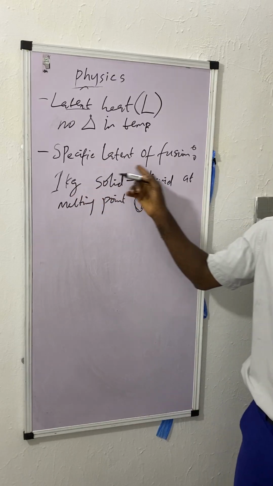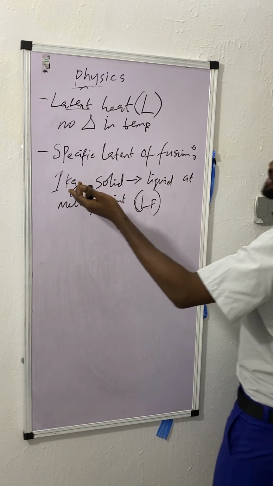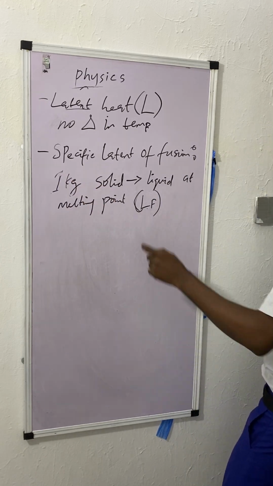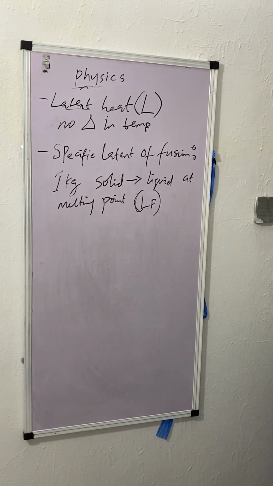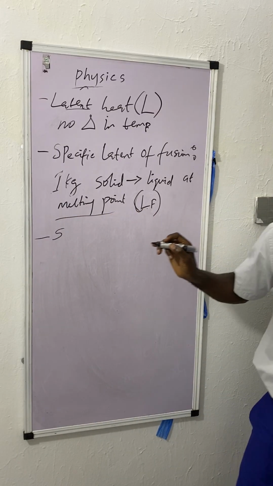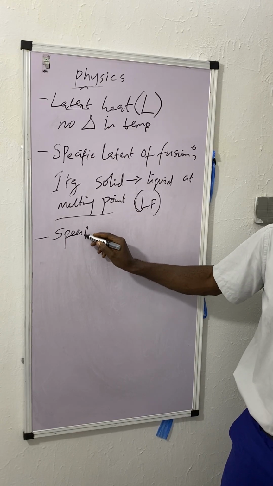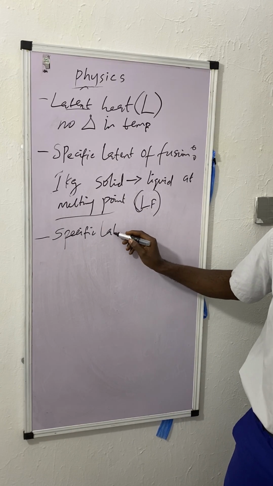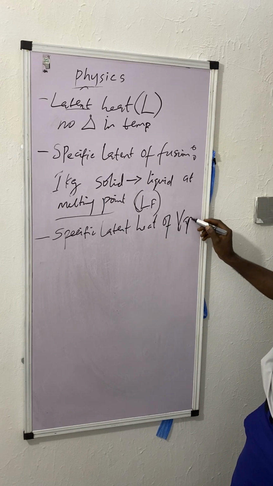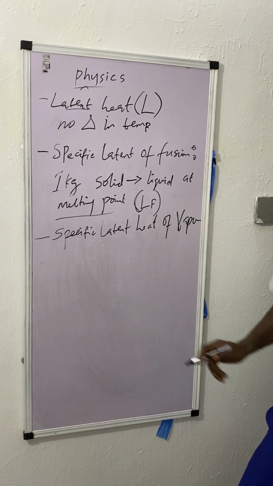All right, specific latent heat: the amount of heat required to change the state of 1 kilogram of a substance from solid to liquid at melting point. Don't forget this 1 kilogram. Then we will look at the specific latent heat of vaporization, which is given the symbol LV.